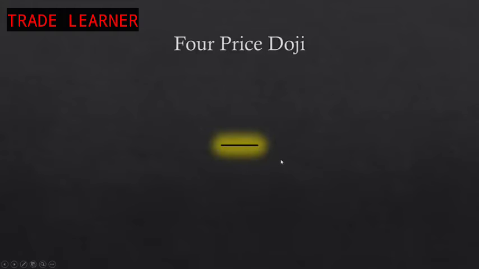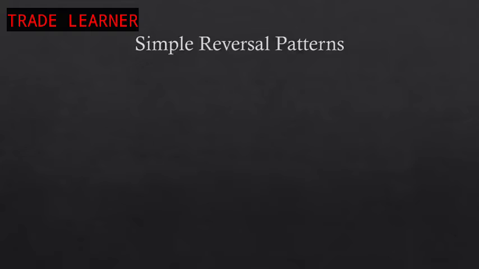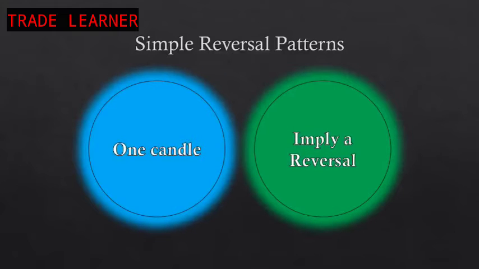Notice that there are 2 things that we pay attention to in dojis: the symmetry between upper and lower tails and their size. Next, we are going to look at simple reversal patterns, both bullish and bearish.